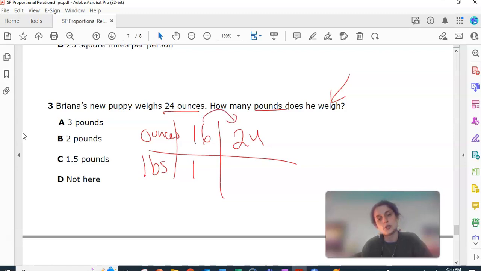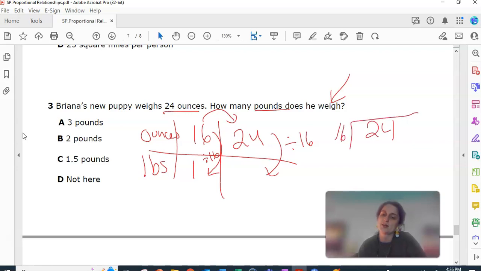Do you see a relationship between 16 and 24? Maybe you do, maybe you don't. Do you see a relationship between 16 and 1? For me, that one's easier to see. I'm going to divide by 16. So we are writing 24 divided by 16, which if you don't know it off the top of your head, maybe we're coming off to the side and saying 16 does not go into 2, does go into 24 one time.